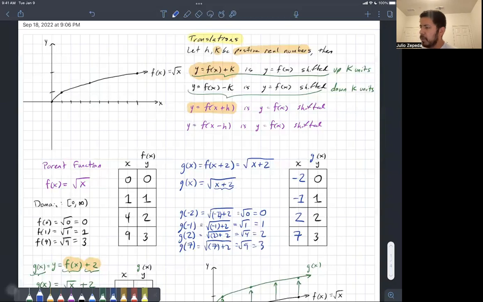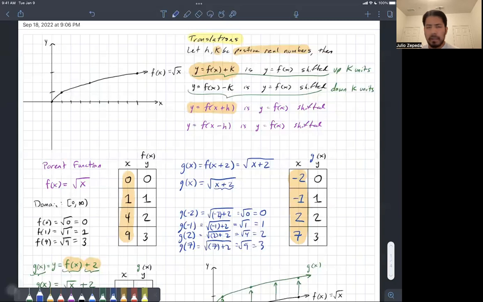And so how do these numbers here compare to these? If we look at them across the board, the x values that I've chosen for g of x are all 2 less than the x values for f of x.